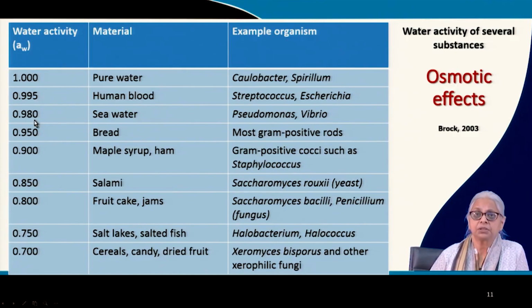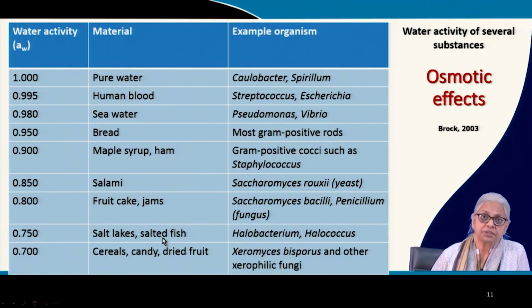Seawater is much higher in ionic strength and much lower in water activity, it's 0.98. Pseudomonas, Vibrio cholerae, famous for causing cholera, can survive under high ionic strength or low water activity. Our foods, breads, maple syrup, fruit cakes and so on, all these have very low water activity and high ionic strength, ranging from 0.95 all the way to 0.8, and several different types of pathogenic as well as other bacteria can be found.